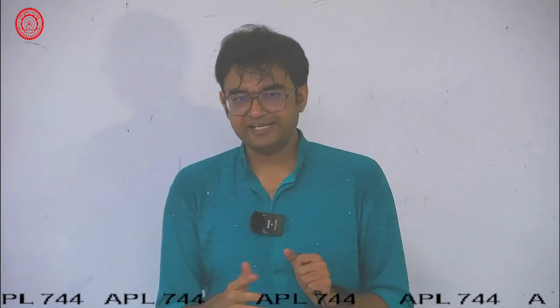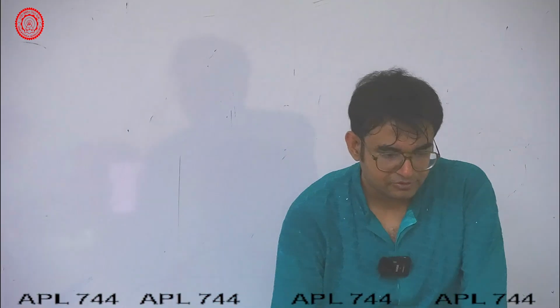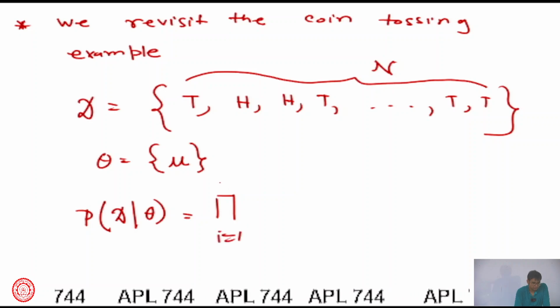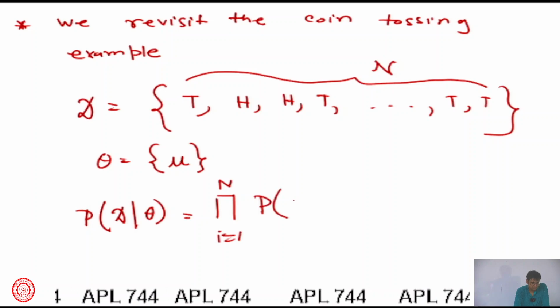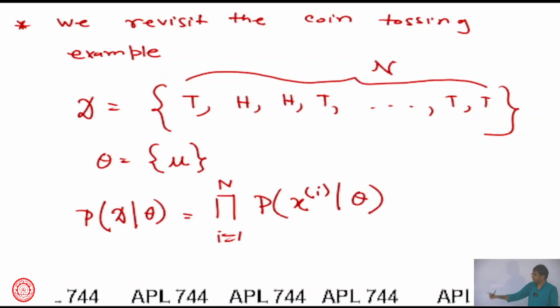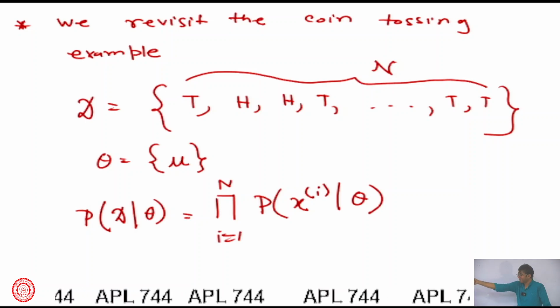Now what is data here? These experiments. First question: whether I get a tail or head in the first experiment, is it influencing what I get in my next experiment? No. They are independent. So I can easily write them as a product, the product law with independence. So this will be equal to the product of i equal to 1 to n of probability of xi given theta. Xi is the outcome of the ith experiment.